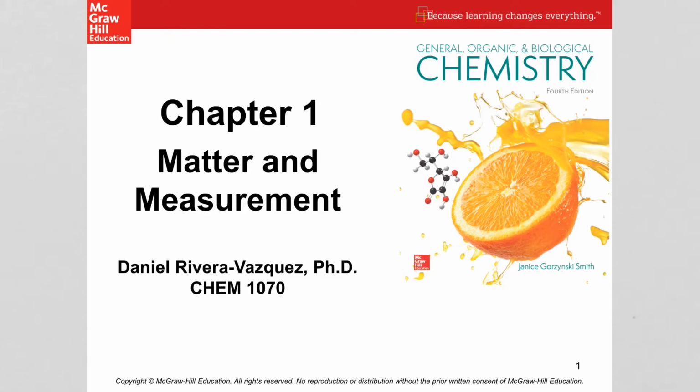Hi, today we're going to be doing a brief introduction into our first chapter in General Organic and Biological Chemistry for Nursing and Allied Health Sciences. We're going to be discussing a little bit about matter and measurements, how do we classify them. In this video, we're just going to be focusing on matter. In our next part, we're going to be focusing a little bit more on measurements.